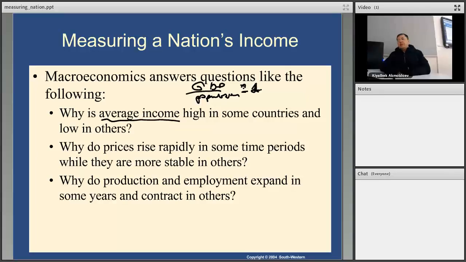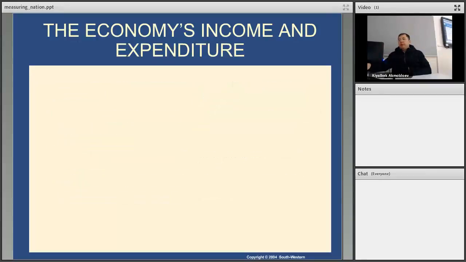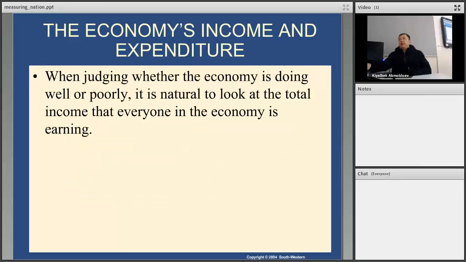Question 3, which macroeconomics tries to study, is why do production and employment expand in some years and contract in others. So why production of goods and services in one country and employment increase in some years and decrease in other years is also a question answered by macroeconomics. So economy is income and expenditure.